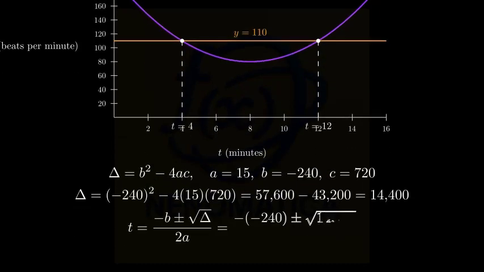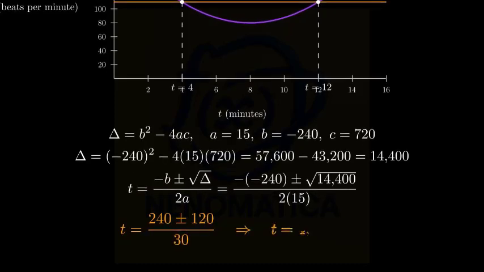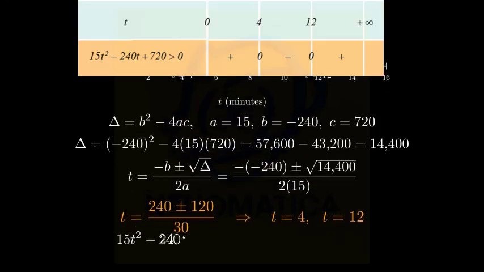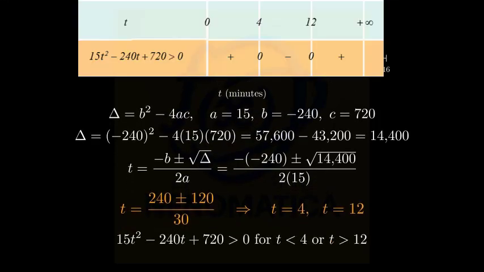So the roots are t equals 240 plus or minus the square root of 14,400, all over 2a, which is 30. The square root is 120, so the roots are t equals 4 and t equals 12. Since the coefficient of t squared is positive, the parabola opens upward. Therefore, the quadratic expression is positive outside the roots and negative between them.